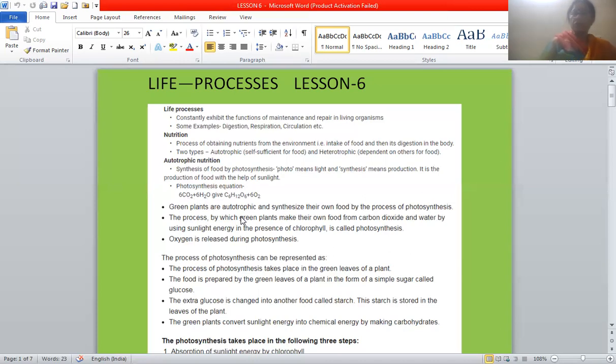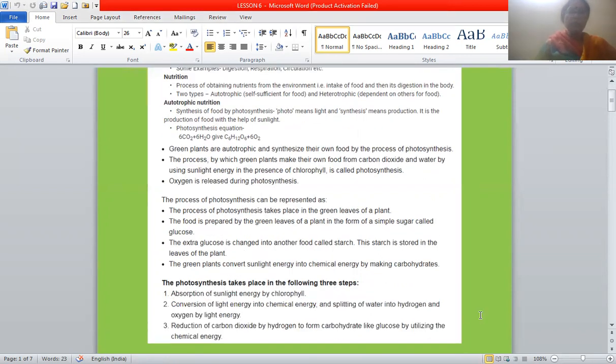Green plants are autotrophic and synthesize their own food by the process of photosynthesis. Green plants make their own food from carbon dioxide and water using sunlight energy in the presence of chlorophyll, which is termed as photosynthesis. Oxygen is released during photosynthesis. Basically, photosynthesis takes place in 3 steps.